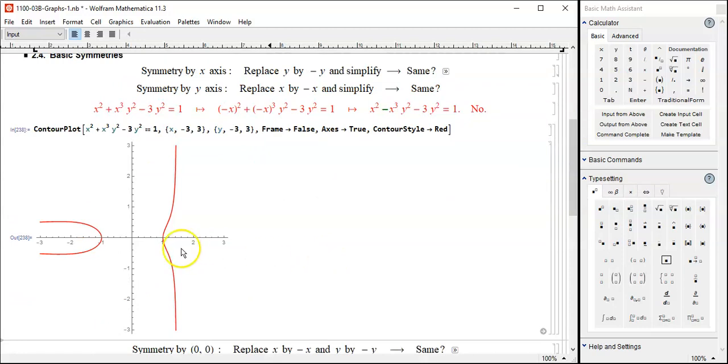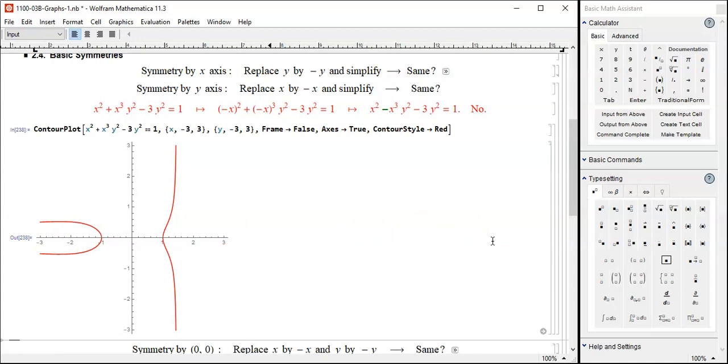Certainly not. This point, if I fold it over to the left, which means take negative, do we see a corresponding part down here? No, I don't. And the same goes for this piece. Anyway, we do not have symmetry by y-axis.